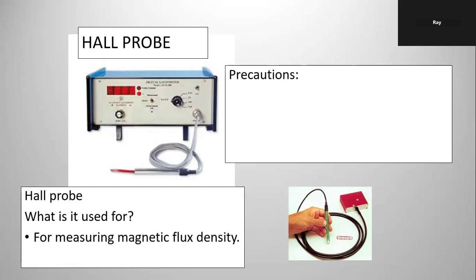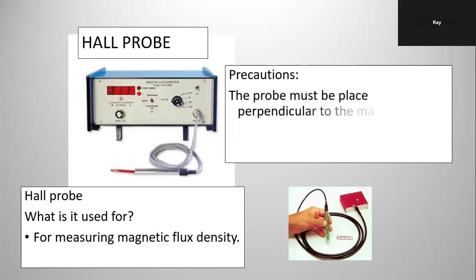Precaution, this is for paper 5. The probe must be placed perpendicular to the field. So how do we know that the magnetic field is perpendicular to the semiconductor, since we cannot see it?